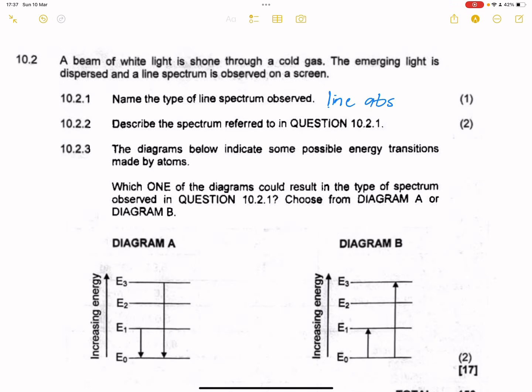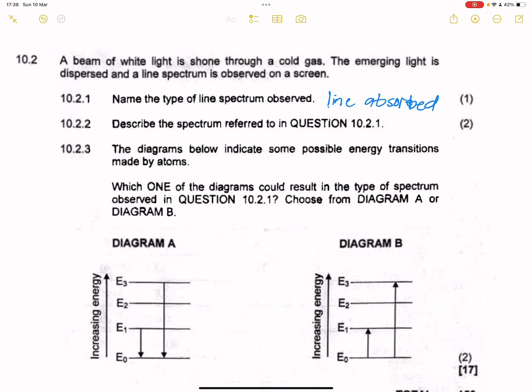Remember that in line emission, what we do is we take a gas and pass it through a current. So we give it electric current, and in this case it will emit the frequencies that the gas has. Sometimes they may talk about a hot gas, but in this case they spoke about a cold gas. So they said name the type of line spectrum. So this would be a line absorption spectrum.